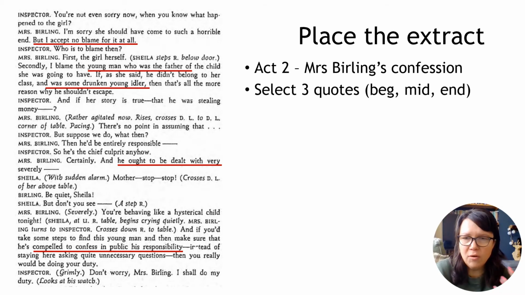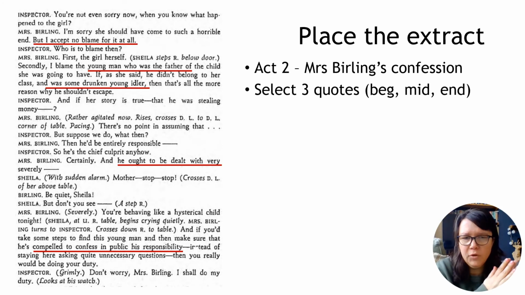I've got a range that I could choose from. From the beginning, she is refusing to accept blame for her own actions and putting all of the blame onto this father, who we all know ends up being Eric. She sees him as some sort of young idler who's wasting his time, and she says that he needs to be dealt with very severely and compelled to publicly confess his responsibility. The irony is that as soon as she realizes that it's Eric, that is not what she wants at all, and that again comes into that whole prejudice and privilege that she has.